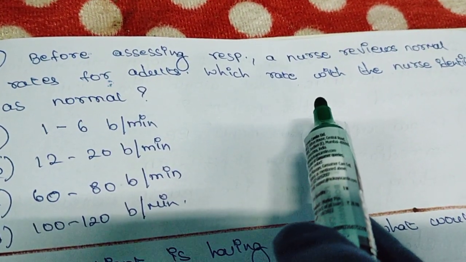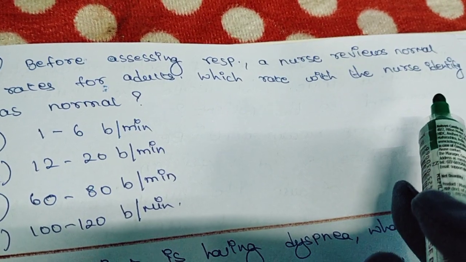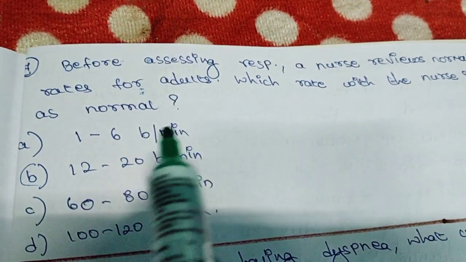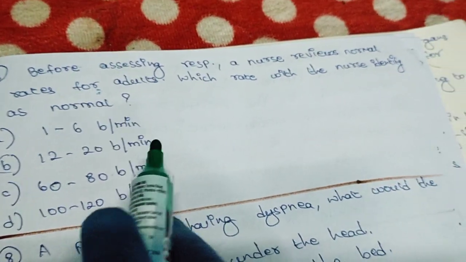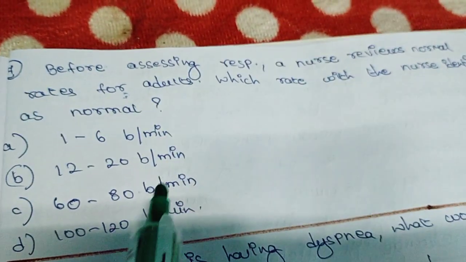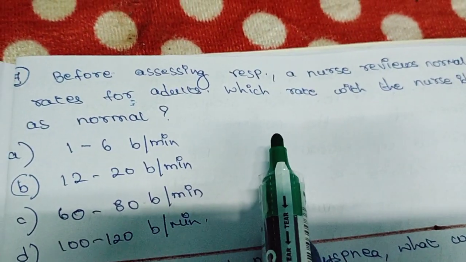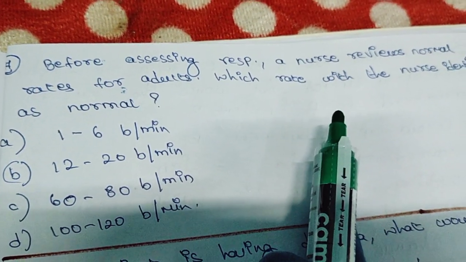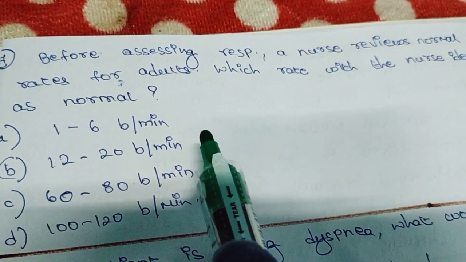The next question is, before assessing respiration, a nurse reviews normal rates for adults. Which rate will the nurse identify as normal? That means here, directly they can ask what is the normal breathing rate, right? But they have twisted the question. They just want to ask what is the normal breathing rate for a healthy adult.